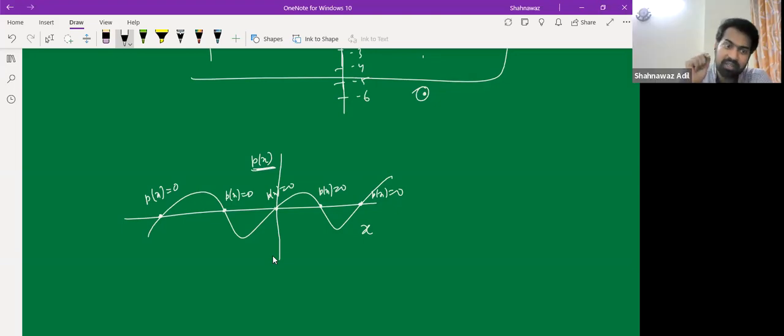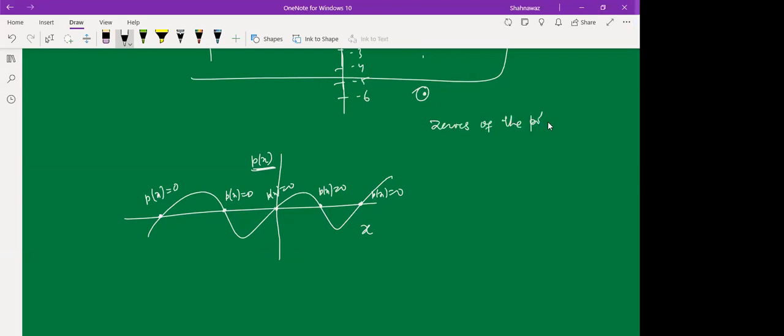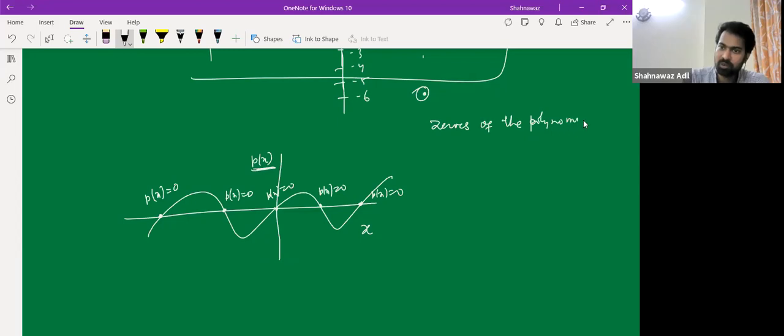That is the point that I want to make: why are we calling these points the zeros? Because what is 0 here? How do we define a zero of the polynomial? For the zeros of the polynomial, my p(x) equals 0. This is the criteria for the zeros of the polynomial, right?